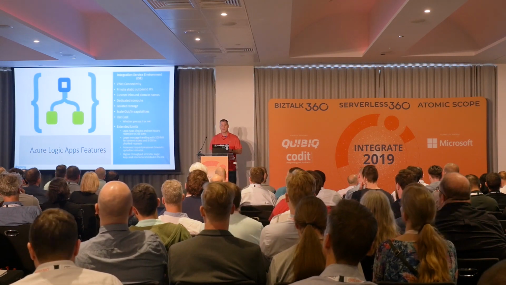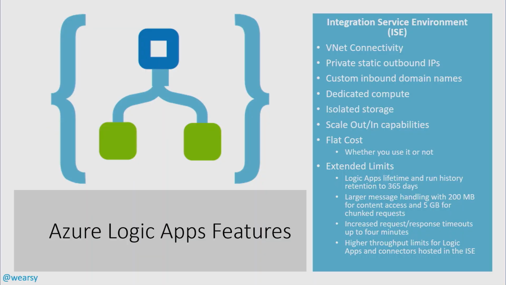Next up is ISE, that VNet connectivity. So inside of Azure, you create a VNet for all of your Azure resources. You can then inject your Logic Apps deployment inside of that VNet. It provides you then private static IPs. You can have your own inbound domain names. You've got dedicated compute, isolated storage, but you still have scale out and scale in capabilities.